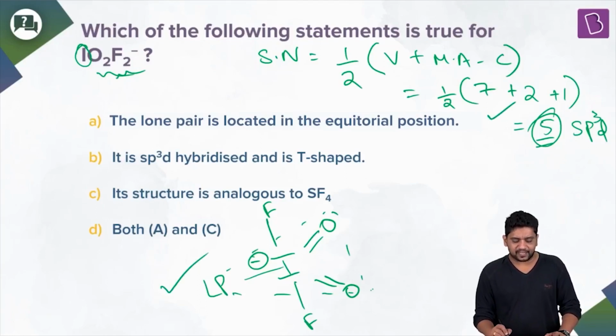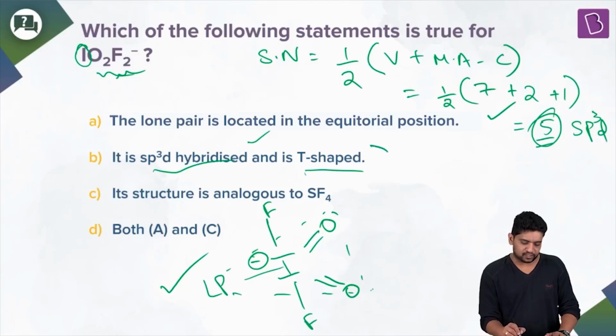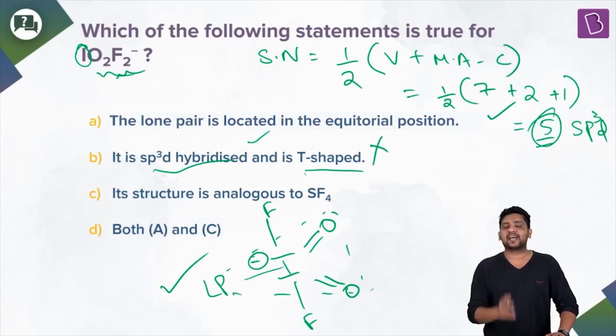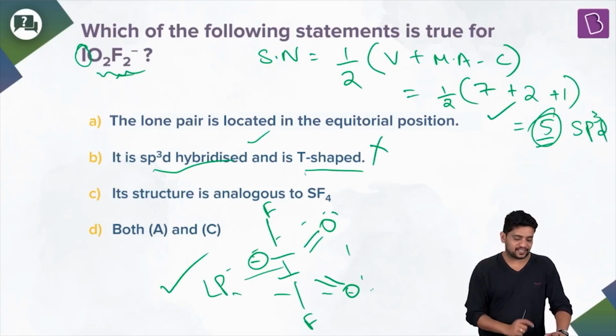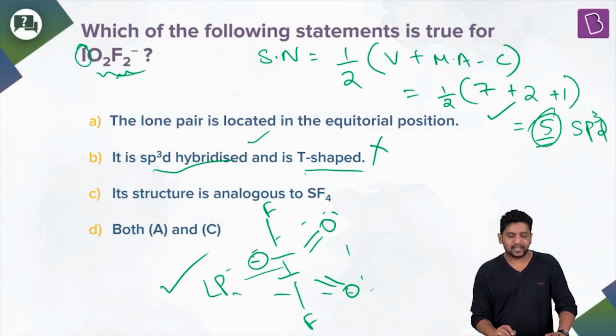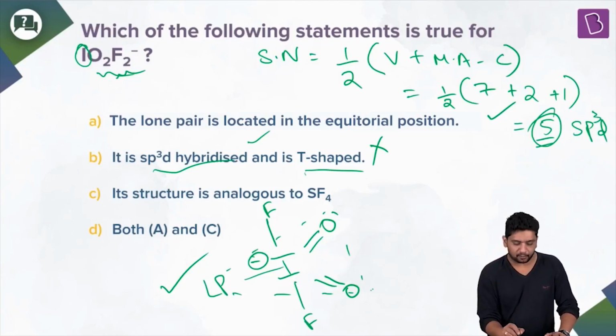It is sp3d hybridized. True, very true. And it is T shape. Oh no, this is wrong, right? This kind of shape is what you call a seesaw shape. This is not T shape. T shape would have been there if there were two lone pairs and 3 sigma bonds, right? I mean, minimum 3 sigma bonds plus maybe double bonds are also there. So we know that this statement is wrong because it's not T shape, it's a seesaw shaped one.